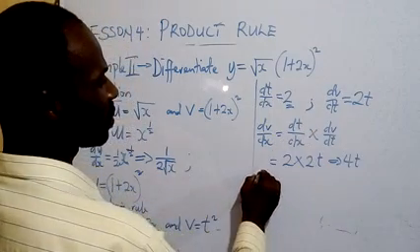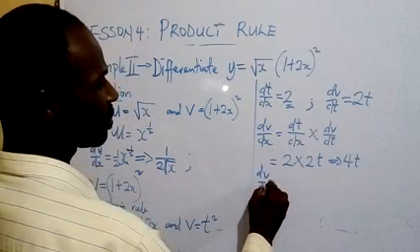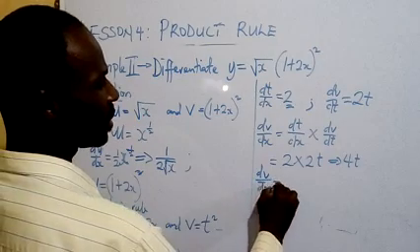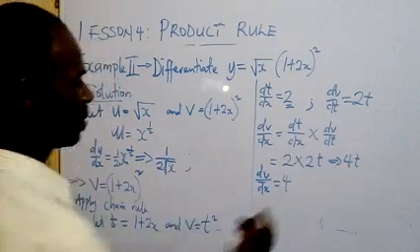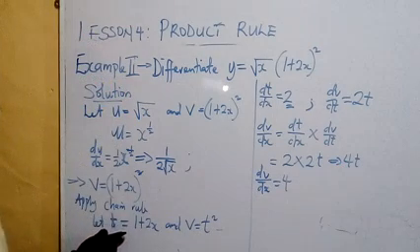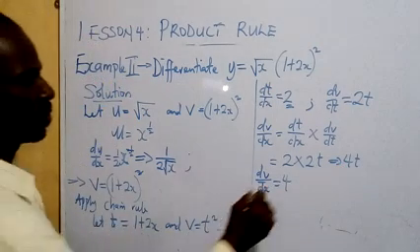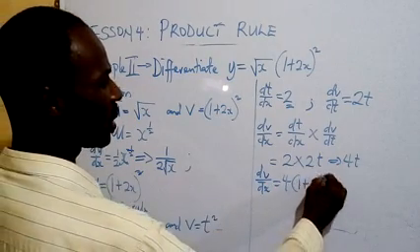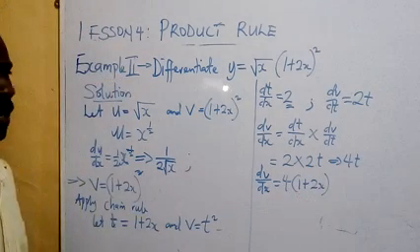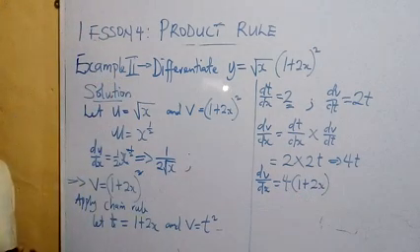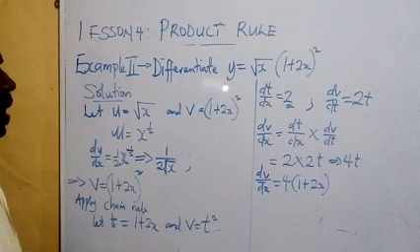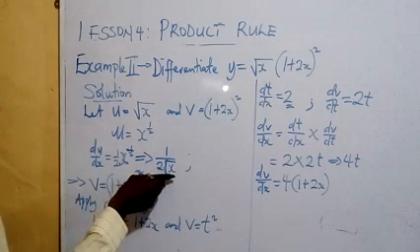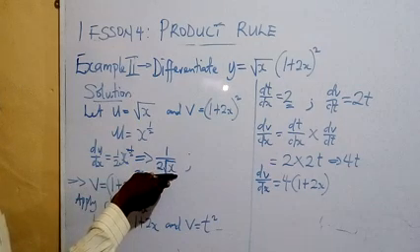Therefore, our dv/dx here equals 4t. What is our t? From the question, we represent our t as 1 plus 2x. So therefore, t will be 1 plus 2x. Now we can apply the product rule, since we've gotten our dv/dx and also our du/dx.